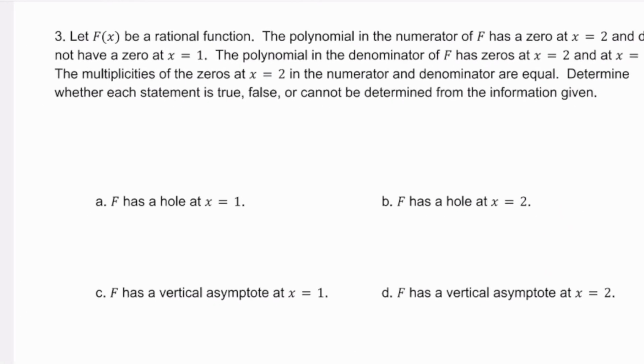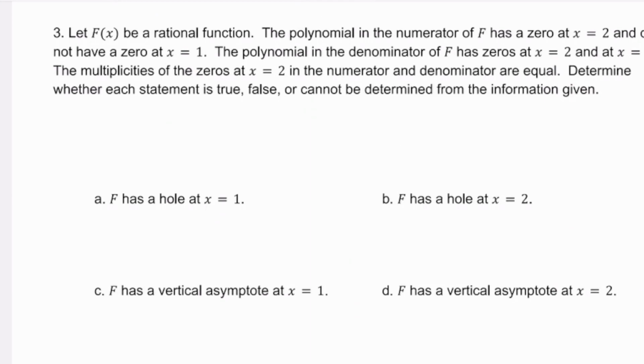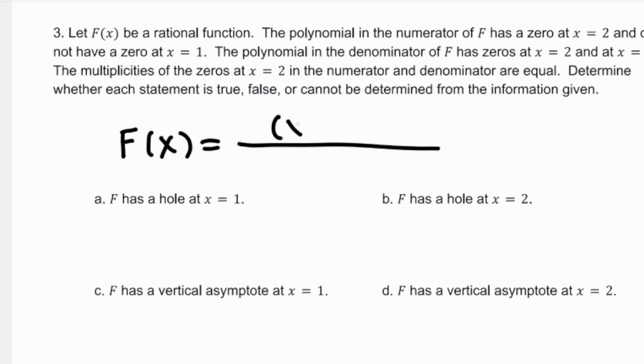All right, so now we've got this prompt. Let f be a rational function. I definitely included this space intentionally so that we could do some work on trying to figure out what it is. So f is a rational function, so it's going to be a fraction. The polynomial in the numerator has a 0 at x equals 2 and does not have a 0 at x equals 1. So I'm not going to put x minus 1 in there.